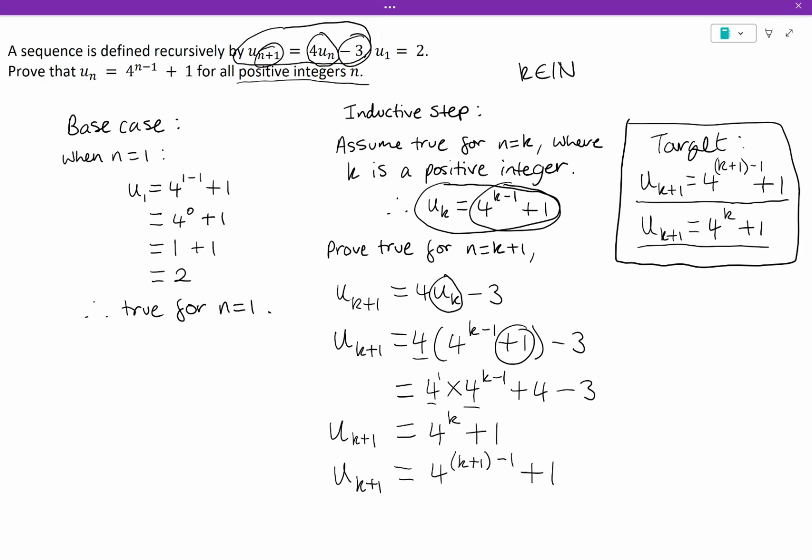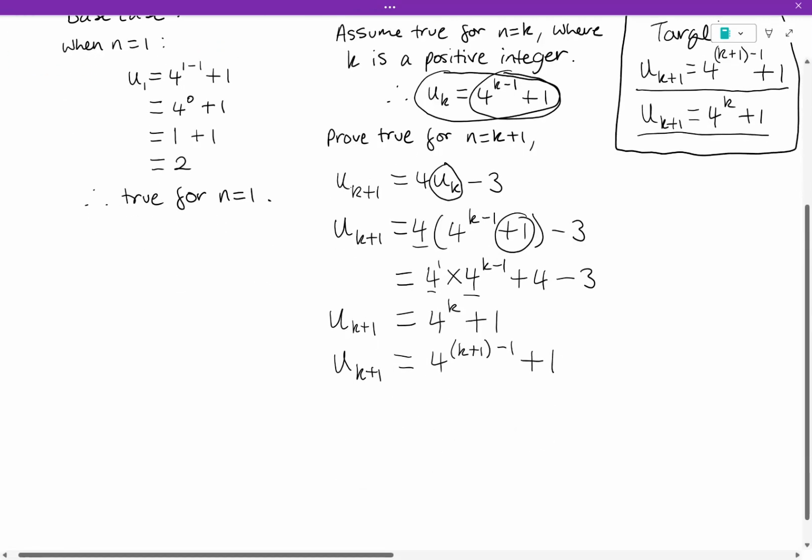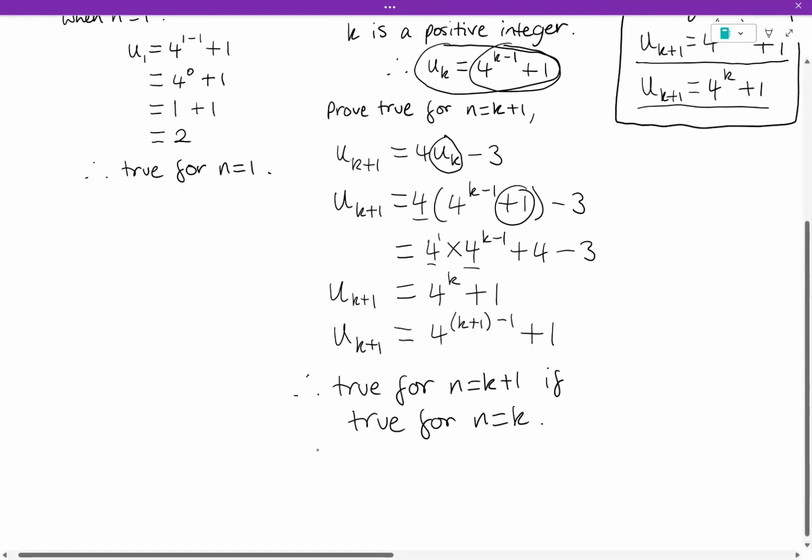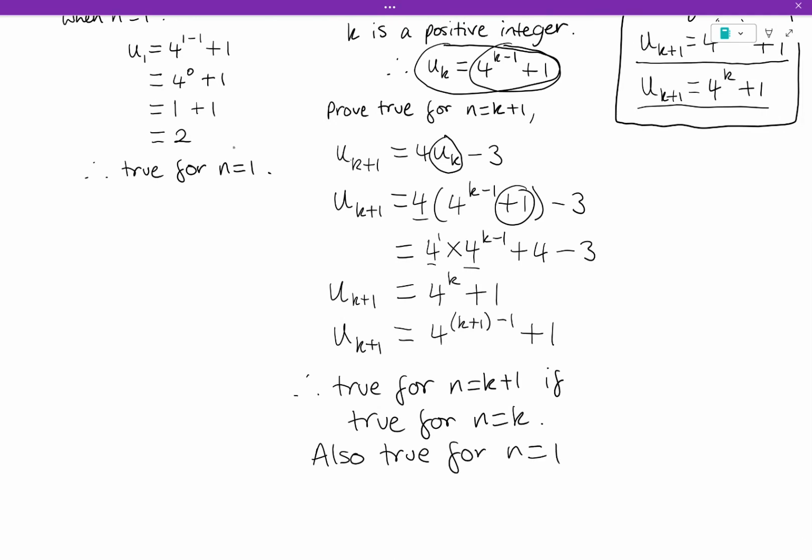Now the thing we're going to do next is write out those concluding statements that hopefully you should be used to. So we're going to say, therefore, true for n equals k plus 1, if true for n equals k. Because to do the proof for n equals k plus 1, I started by assuming it was true for n equals k. Then I can say, also true for our base case, so also true for n equals 1, which was my base case over here.